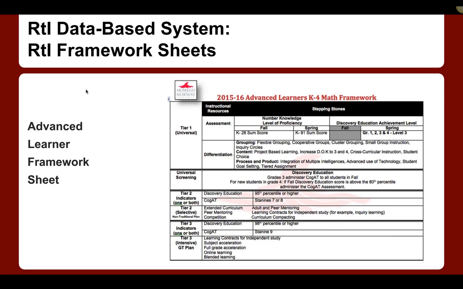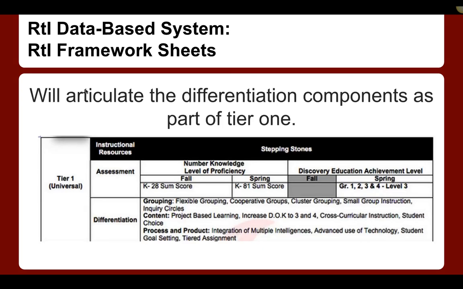One thing that we did this year is we did a universal screening survey to teachers, and we got information about our process and how it's going. One of the things that jumped out was our lack of process for our advanced learners. So this year we've been working on looking at the higher end students. We've always had GT plans and non-traditional plans, but we've now created a framework sheet that articulates the advanced learner universal screening process.